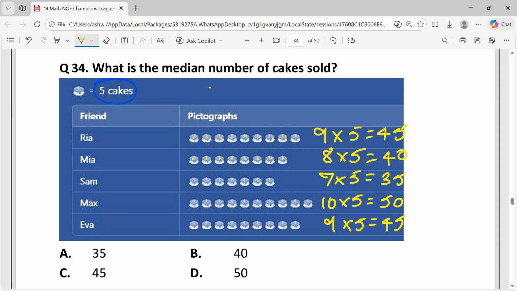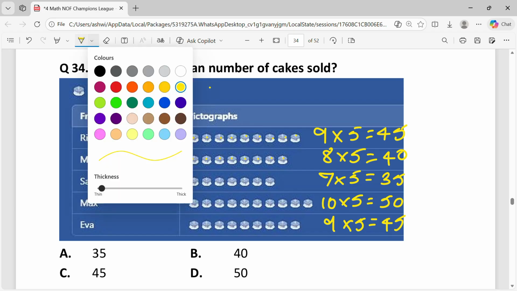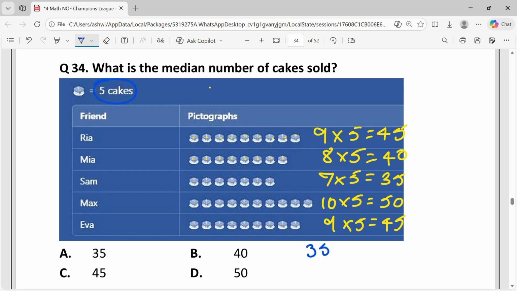The ordered list of the number of cakes sold is 35, 40, 45, 45, 50. The median is the middle value in an ordered data set. Since there are 5 data points, the median is the third value, that is 45. The answer is C, 45.